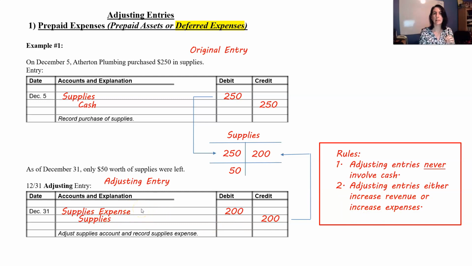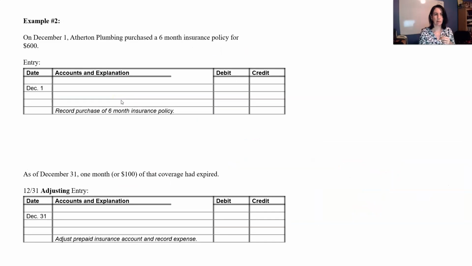The whole point of this is that we're making the supplies account be the proper balance, number one. Number two, we're recording the expense against the revenue of the period that we earn in that period. We used $200 in supplies, so we have to record the expense of using those $200 in supplies. Okay, let's look at one more example of a prepaid expense.